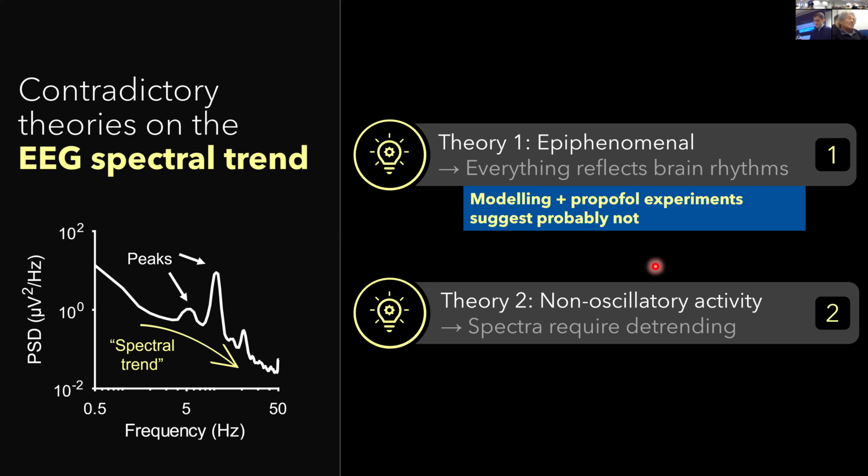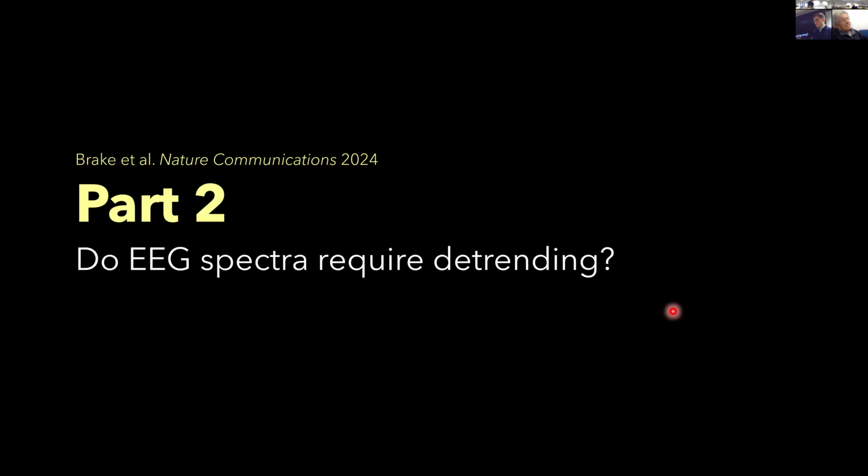So even if non-oscillatory activity or non-oscillatory properties of the brain do contribute to EEG signals, what does this mean for actually analyzing EEG signals? Do EEG spectra require detrending? So the answer is it depends.